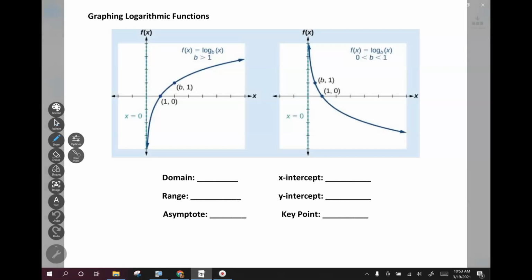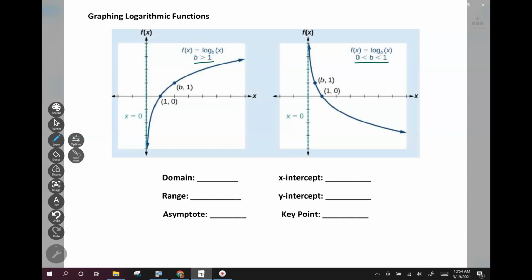Alright, so on the left here, you see the graph of the parent function log base b of x, where b is greater than 1. And on the right, we have the same thing, but on this one, b is between 0 and 1, so b is a fraction between 0 and 1. Notice that when b is greater than 1, the function is increasing on the entire interval, and when b is between 0 and 1, it's going to be decreasing.